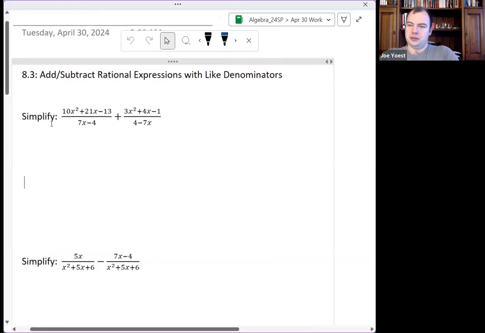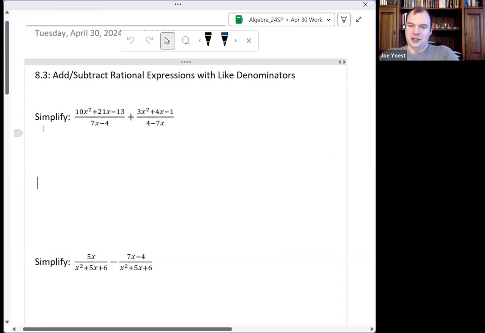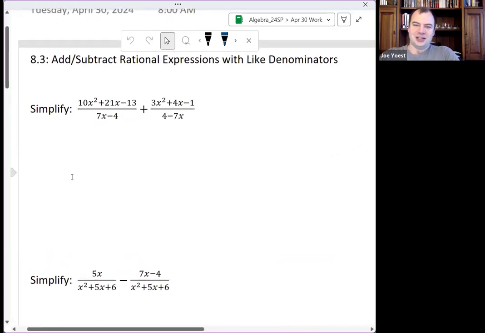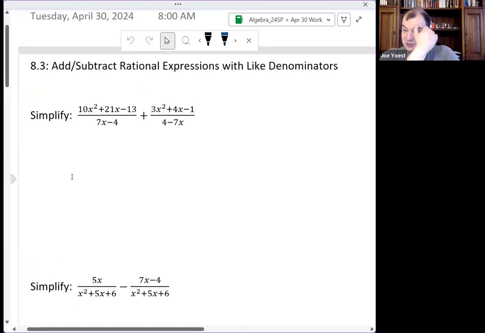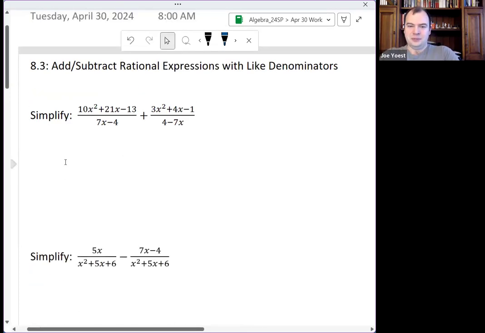Every time that I close OneNote and reopen it, it zooms everything out. So let me get the zoom fixed here, because I know, especially with these rational expressions, they're hard to see on the screen if they're not zoomed in.